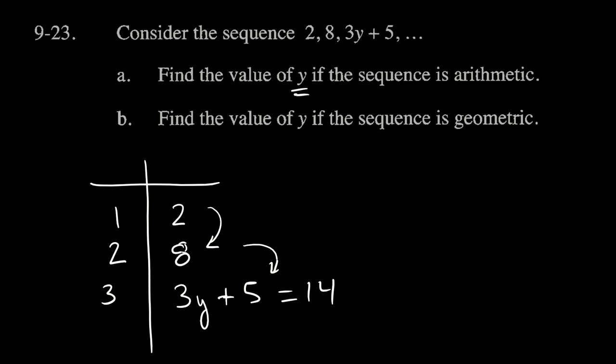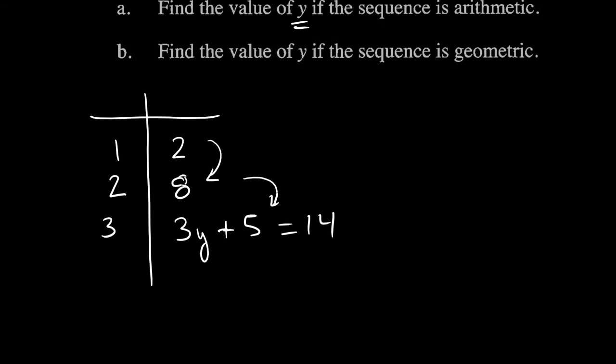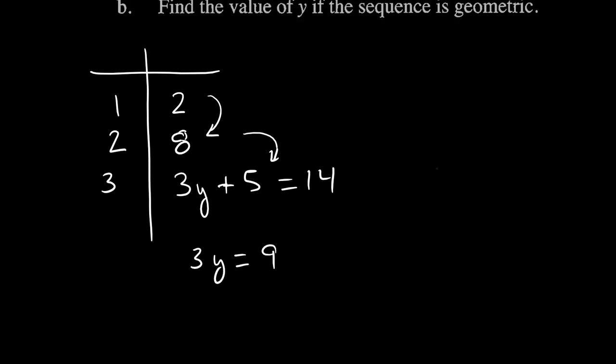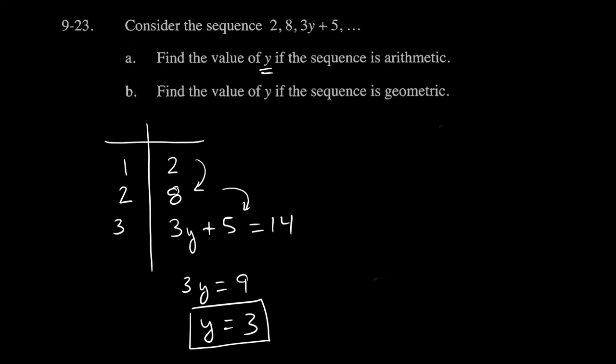And if the question is what value of y would make this 14, I'm just going to solve this simple linear equation. I'm going to take away 5 from both sides. So that gives me that 3y must equal 9, and therefore y would be the number 3. So if this sequence was growing and it was arithmetic, y would have to be 3.